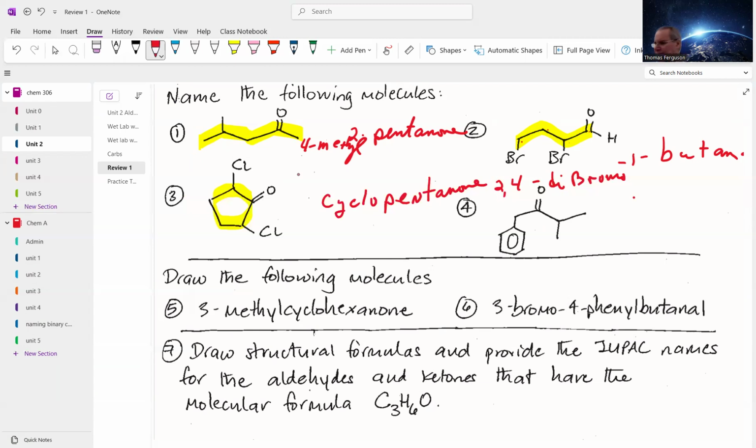Cyclopentanone. And then we have two branches at carbons 1, 2, 3, 4, 5. So 2, 5. 2,5-dichlorocyclopentanone.